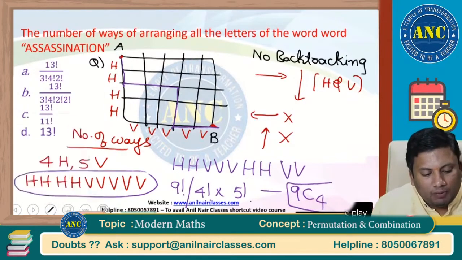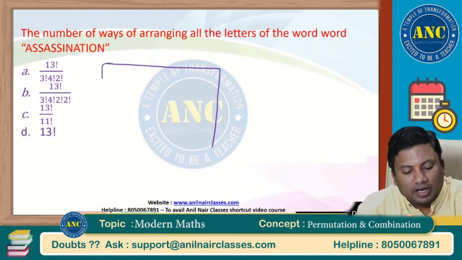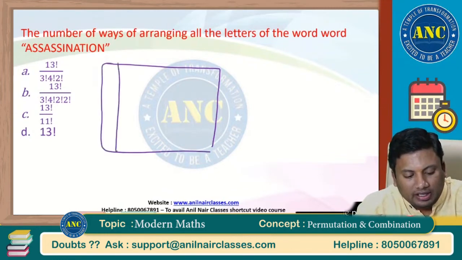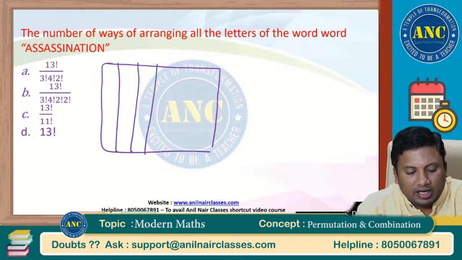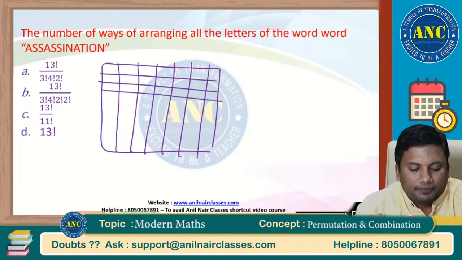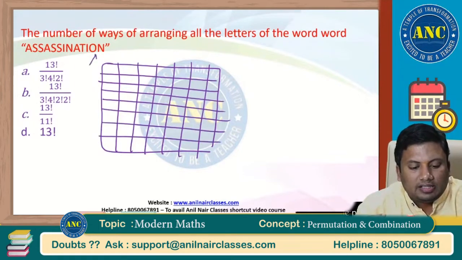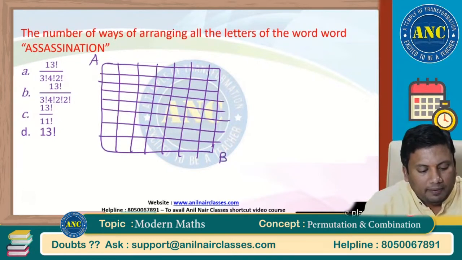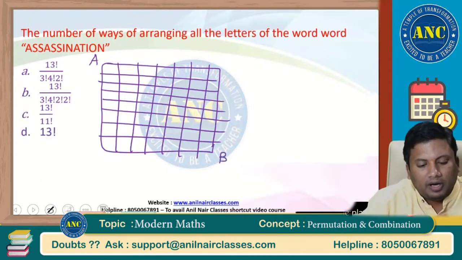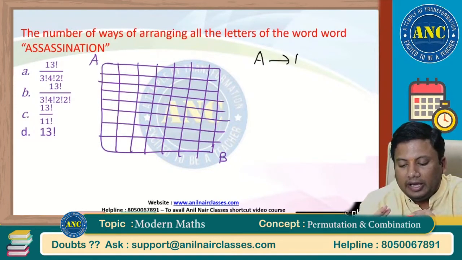Let me take one more question. Just by looking at a question itself, you can tell the answer if you can understand how many horizontal and how many vertical he has to go. He is there at point A and he is there at point B. So, in how many ways can he go from A to B?